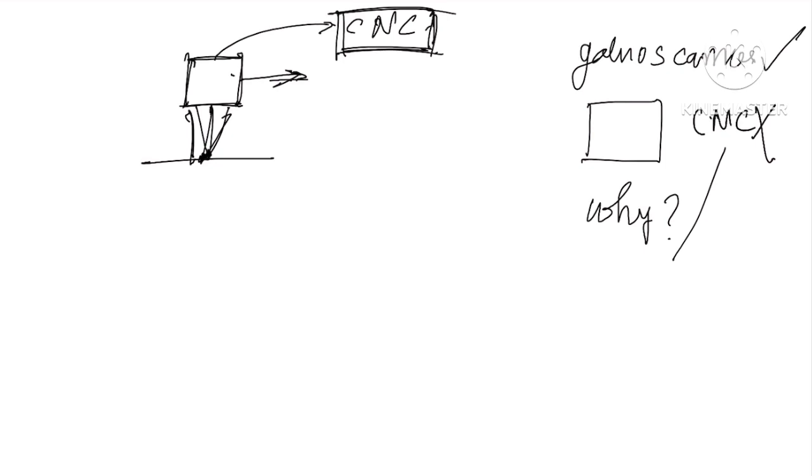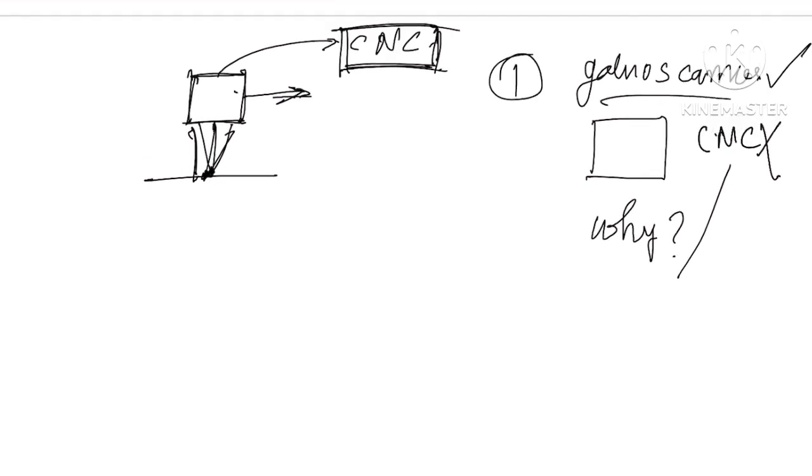Instead, a Galvo scanner is used. So this is the first component of the laser beam delivery system. The other component is the F theta lens. Let's understand this one.